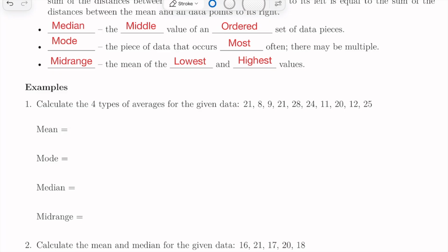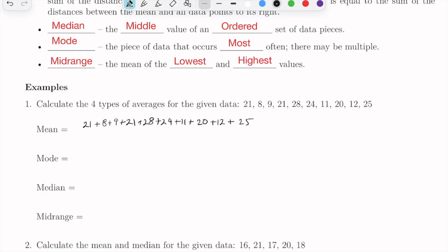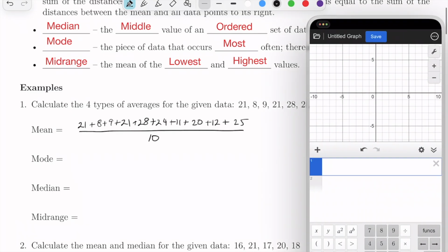Let's calculate these 4 different types of averages for these given data sets. To find the mean, what we're going to do is actually add these all up and divide by the number of numbers. So the mean would be 21 plus 8 plus 9 plus 21 plus 28 plus 24 plus 11 plus 20 plus 12, oh man, plus 25. We add them all up and then we say, look, there's 10 numbers here, so we'll divide that by 10.